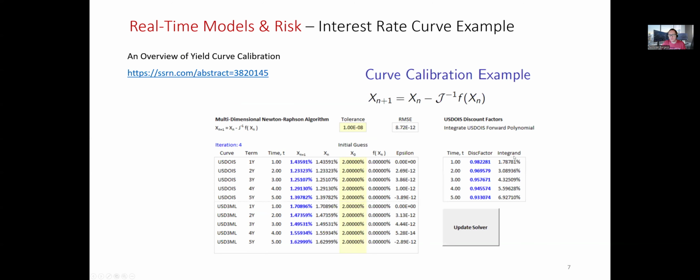Now, here is an interest rate curve example. You can find the resources on this web link. It gives you an overview of yield curve calibration using the Jacobian approach. And that's a very, very fast, very efficient way to calibrate and solve for yield curves and their forward rates and discount factors. You can see an Excel example here using a US dollar LIBOR curve. And what I also have is an example using SOFR curves.